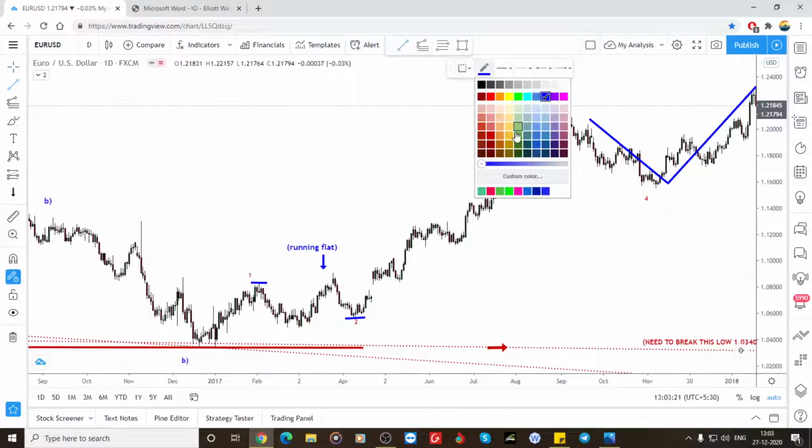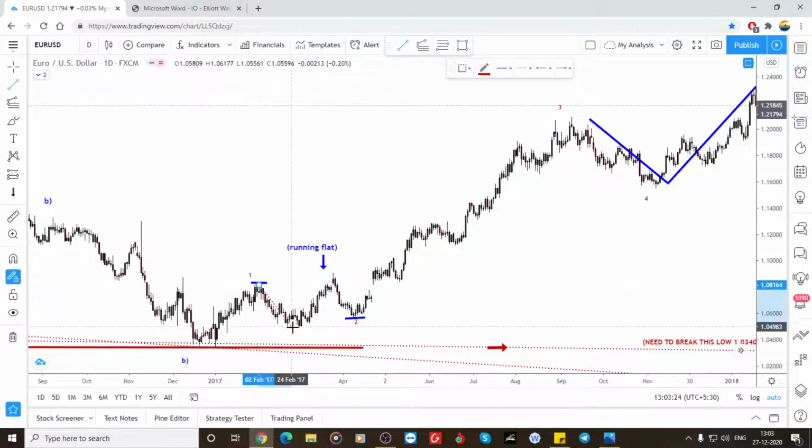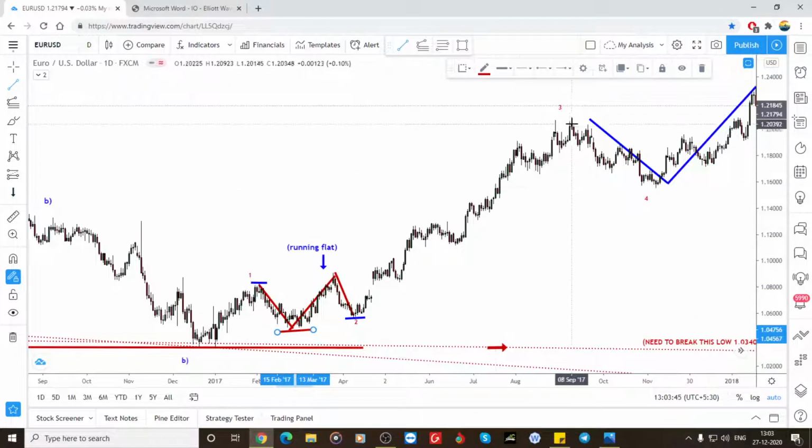So this is the A, and the B wave went above this A wave high, and then it declined above the B wave start and again continued the bullish trend. This is called a running flat. The C wave didn't break this A wave end or B wave start. If it had, that would be an expanded flat. Now it didn't break that low, so that is called a running flat.